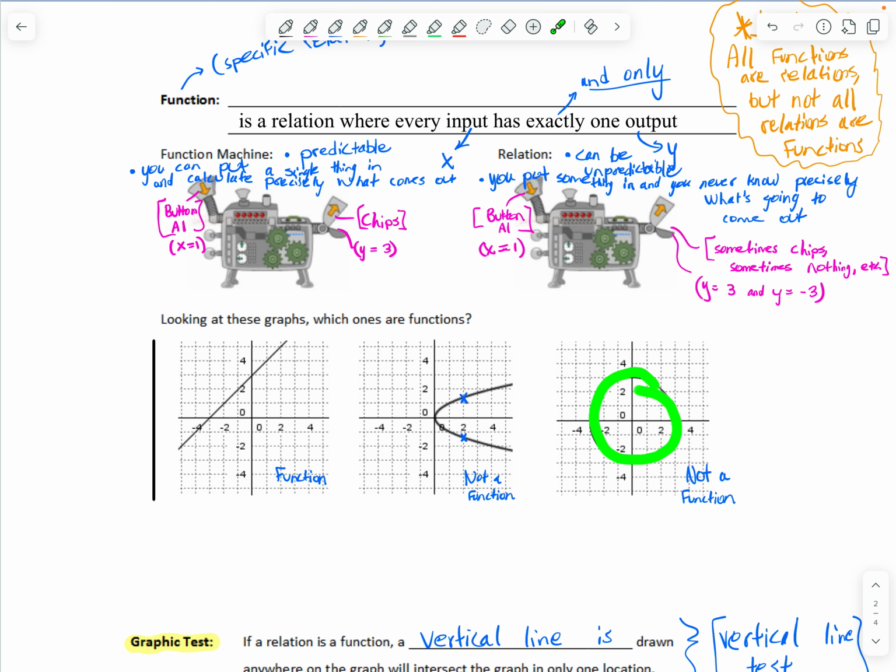This is also an example of not a function, because I can have a vertical line like this, and it touches the graph twice, right? A vertical line like this is touching it twice. An input of x equals 2 is having outputs of positive and negative numbers right there, almost like positive 2 and negative 2.